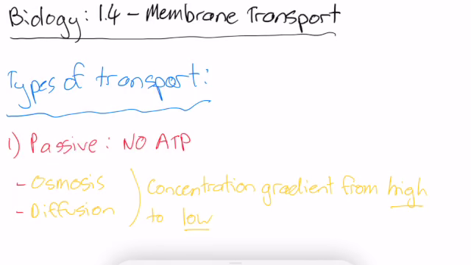Hello and welcome to the 1.4 syllabus for this IB biology course. First of all, we'll talk about the types of transport and then we'll delve into the more specifics.